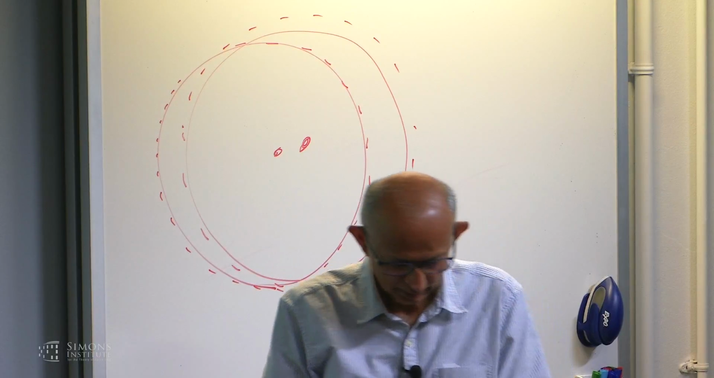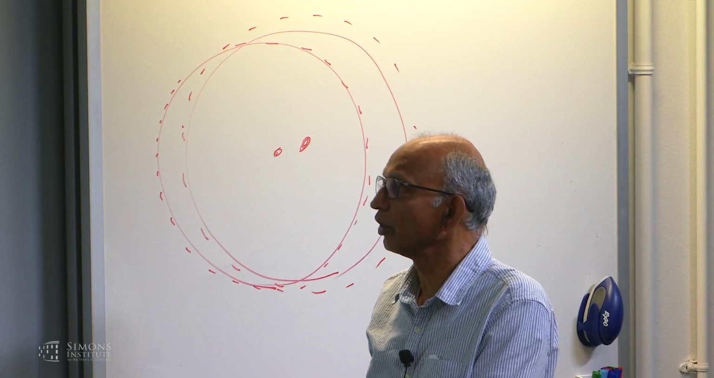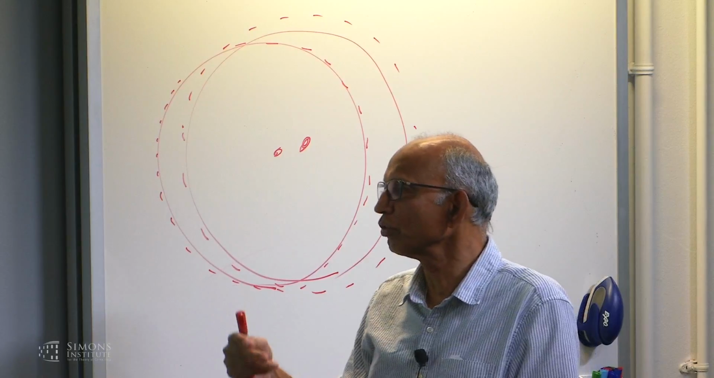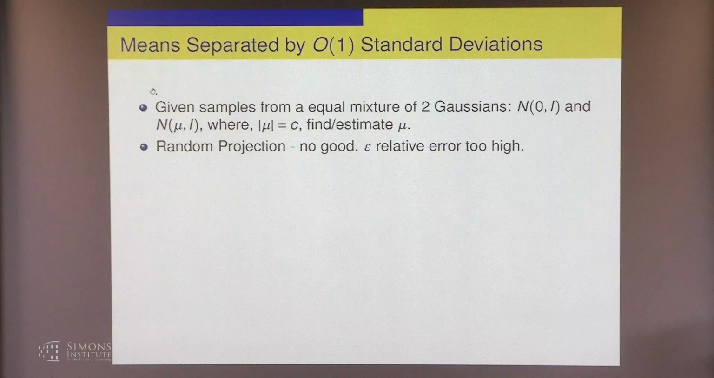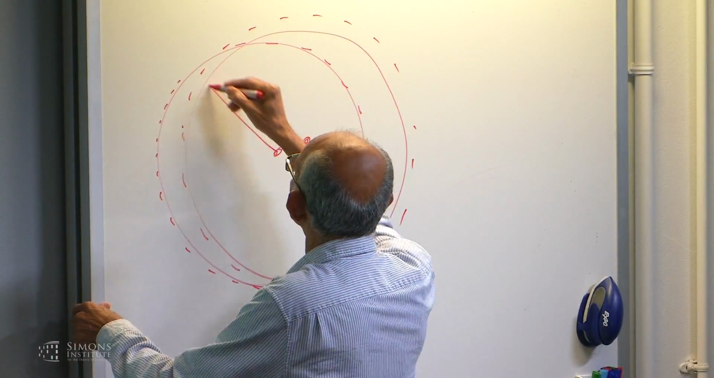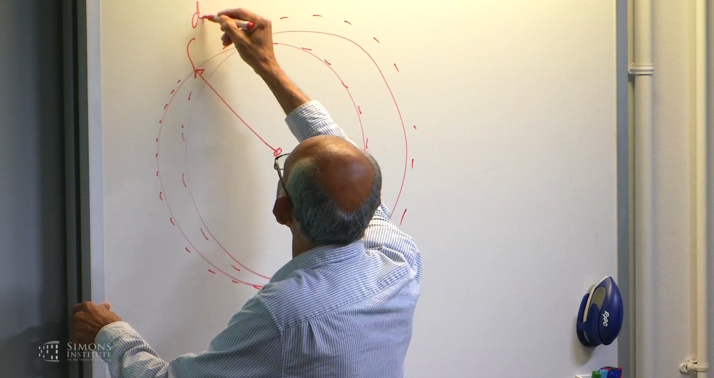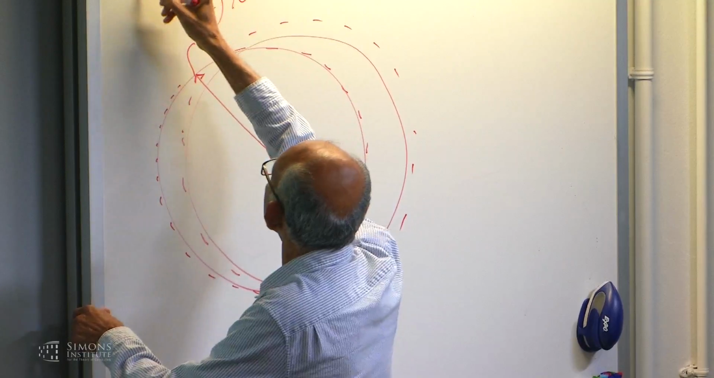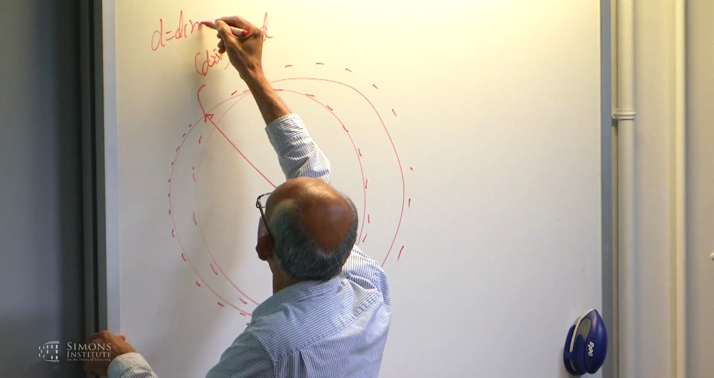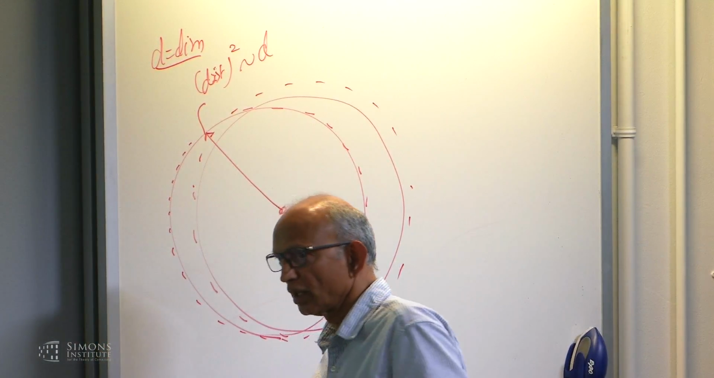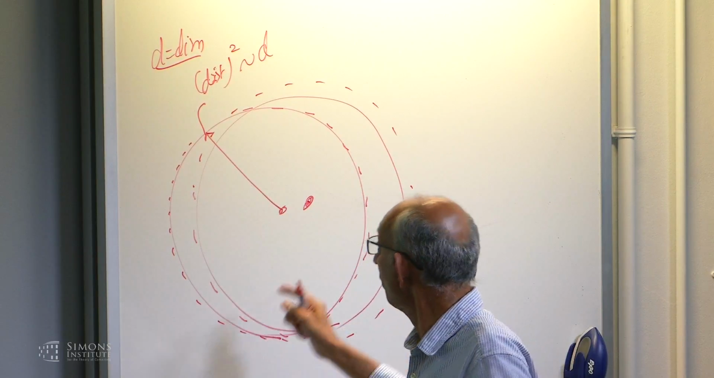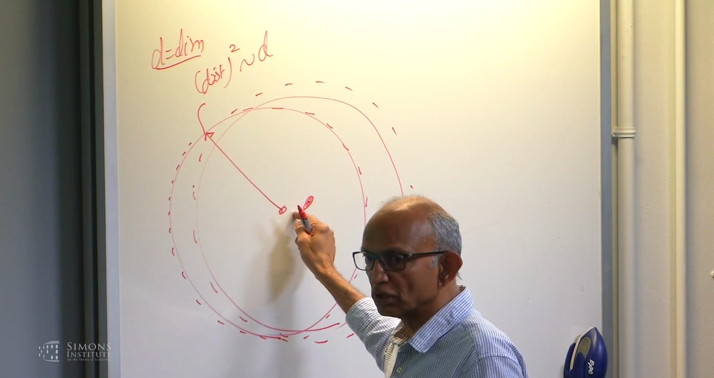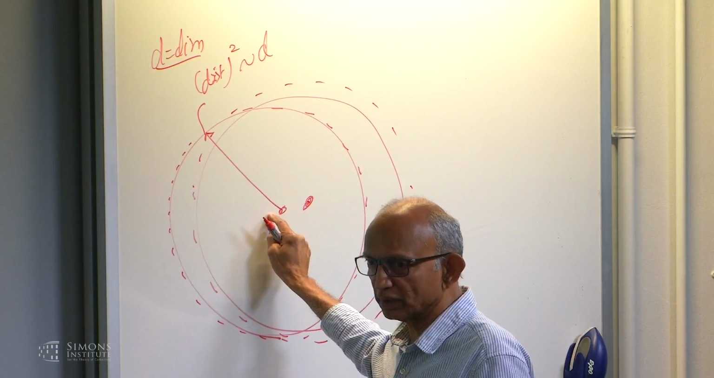Now, here's a problem with Johnson-Lindenstrauss. Random projection is no good because epsilon relative error is too high. Why is that? Because the variance in each direction is 1. The distance squared of this is about d, where d is the dimension. The overall variance is d, so points lie at distance about d in square from the center.